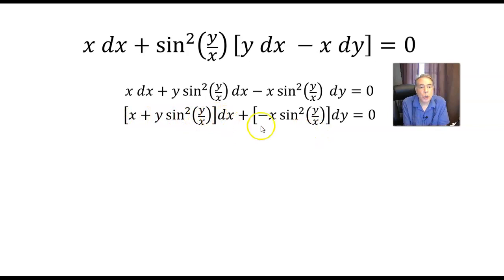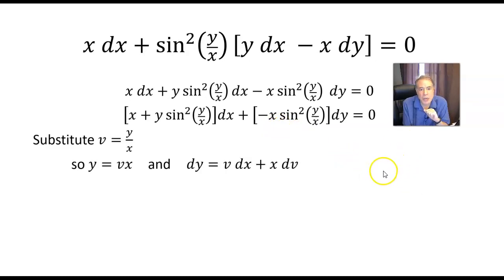And these two coefficient functions on dx and dy are both homogeneous of degree 1. I'm not going to go through exactly why that is. Hopefully you can see that, or if not, you can work it out for yourself. If you still can't figure it out, contact me and I'll try to explain it. But these are both homogeneous of the same degree, degree 1. So that trick is going to work here.